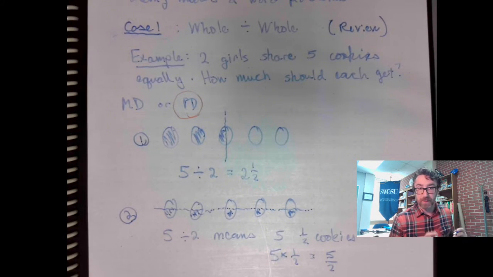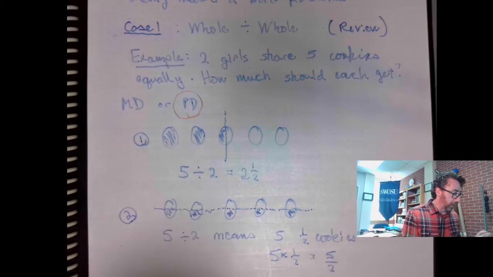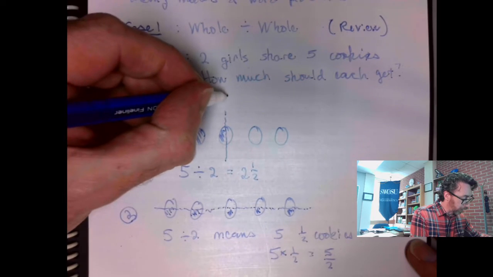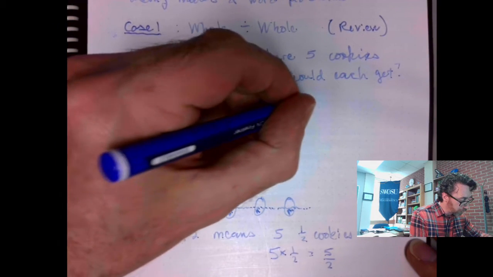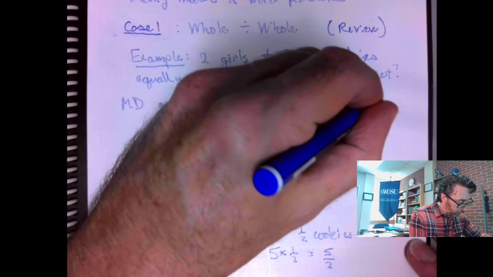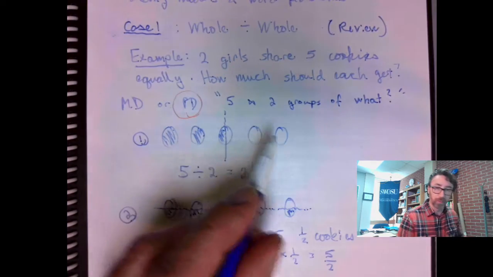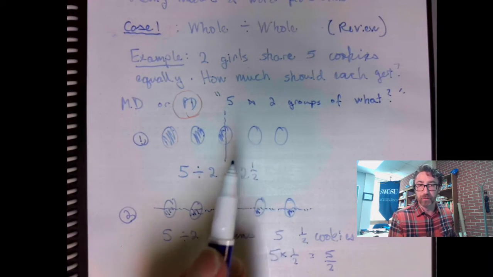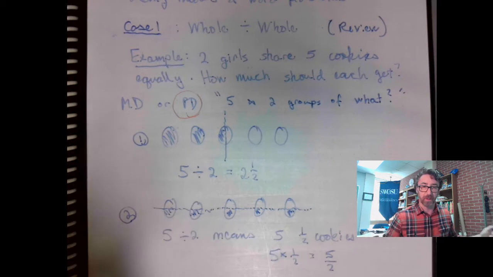Either way, we're going to get the same answer, so that's good. Okay, and our thinking is this right here. 5 is 2 groups of what? Okay, so that's how we're interpreting this division. We have the 5 cookies, that's 2 groups of what? What's the size of that group?